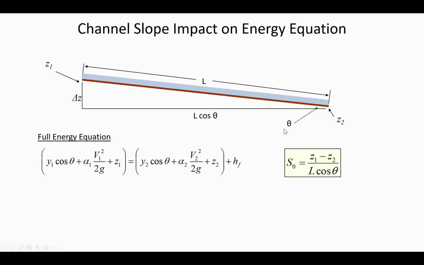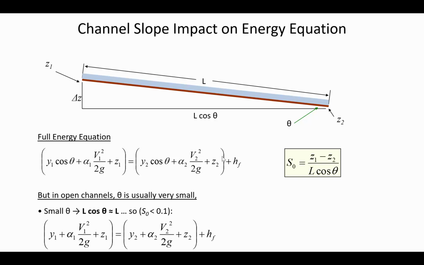And if we did that, the point that I wanted to make is that in channels you have relatively small angles. A 1% slope would be considered pretty steep. But even for a 10% slope, L and L times cosine of theta are very, very close together. And so we don't usually bother differentiating between the top view length and the physical inclined length of a channel.